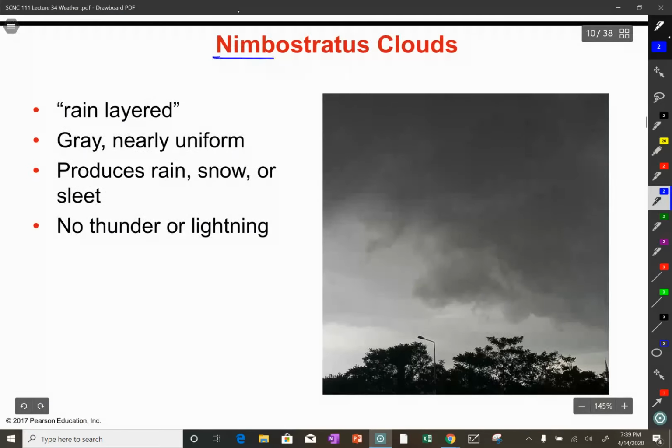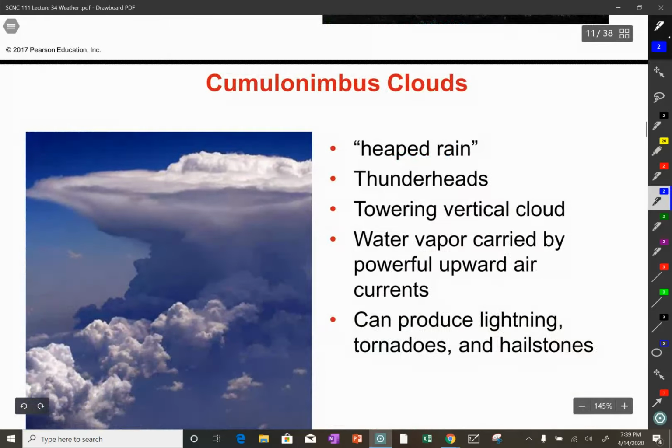Nimbo. Nimbo means rain. So nimbostratus clouds are layered clouds that are filled with water. They're going to produce rain, snow, or sleet, but no thunder and lightning. So the stratus clouds, the flat ones, they don't produce thunder and lightning. Not very, very frightening.